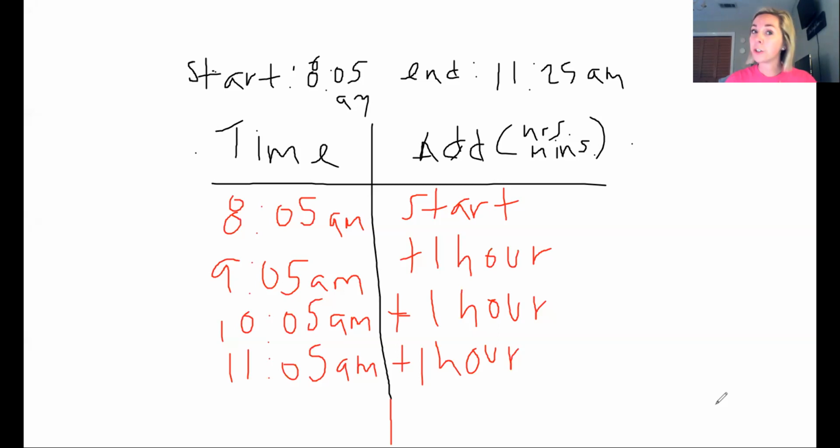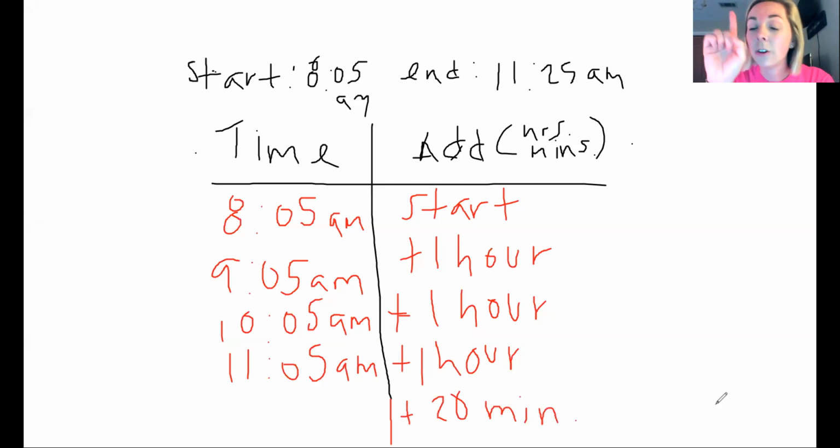What I'm going to do is I'm going to think 11:05, 11:25. I'm finding the difference between 25 minutes and 5 minutes. Well, 25 minus 5, I know that's 20 minutes. So I can just simply put my plus 20 minutes. We're doing like one big hill.